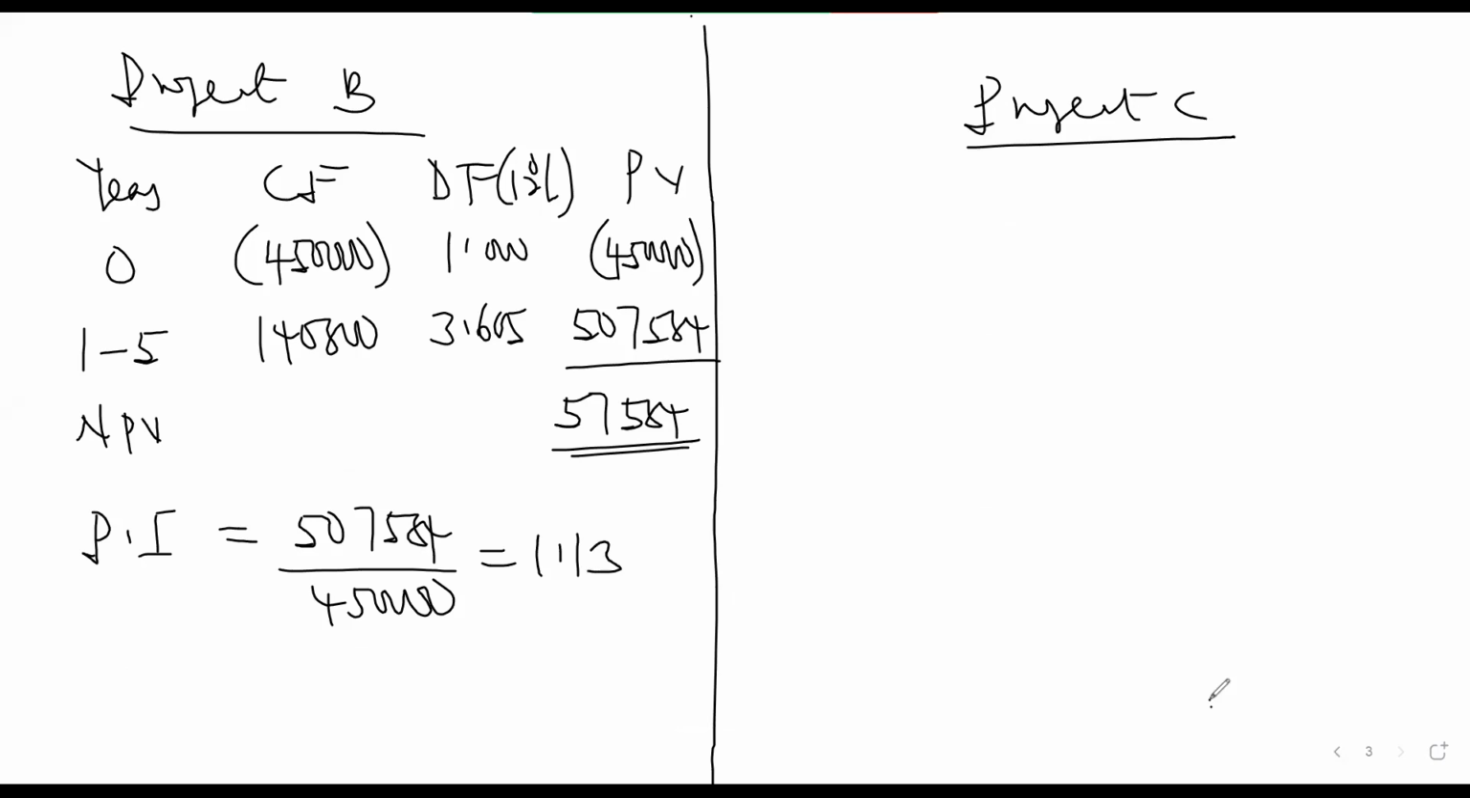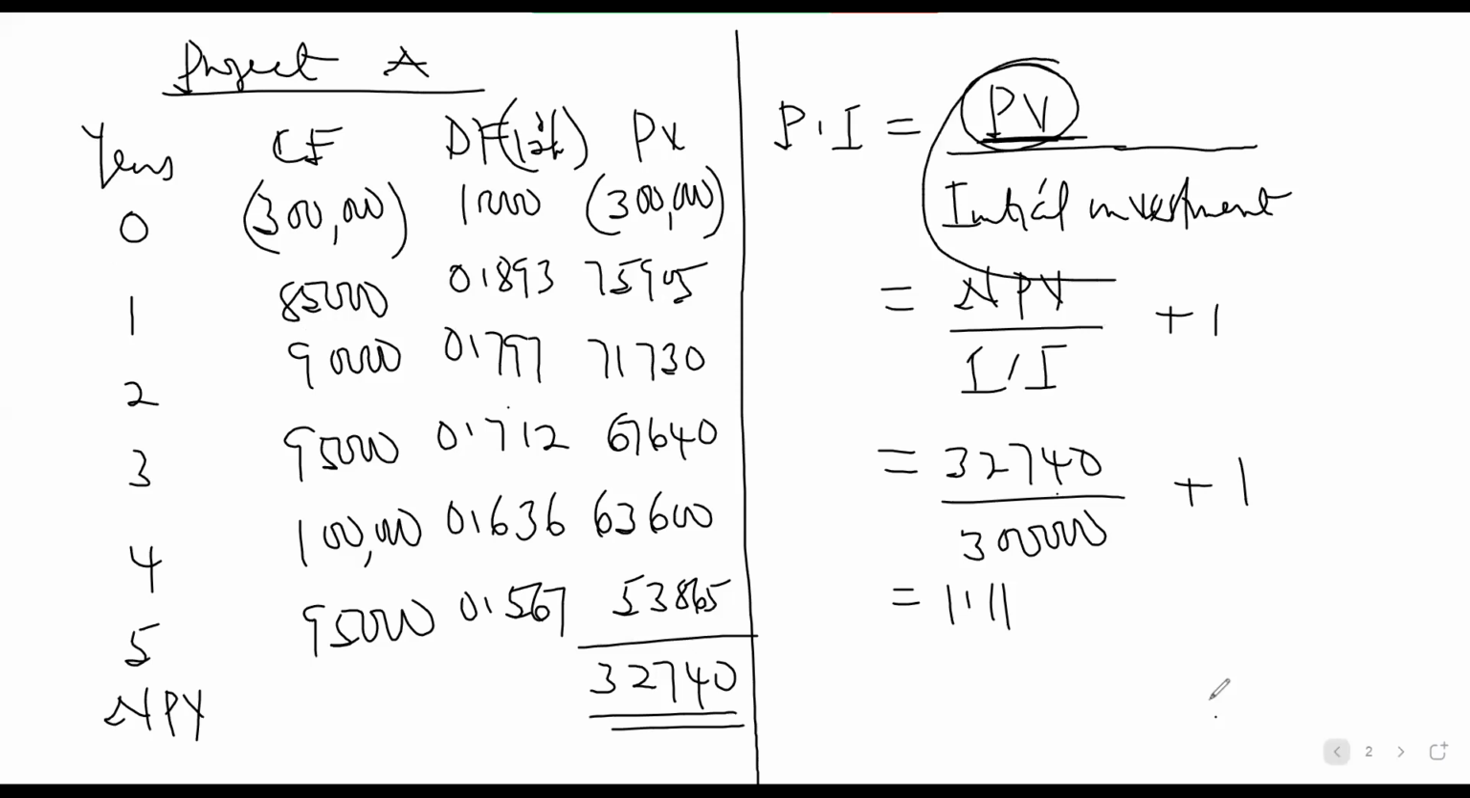So please, the net present value, you wrote 5075. It's supposed to be 57. You added 0 to it. Look at this one. You either use the present value over the initial investment, or you use the NPV over initial investment and add 1 to it. If you use that one and add 1, you still get the same answer. So you can use any of them, please.